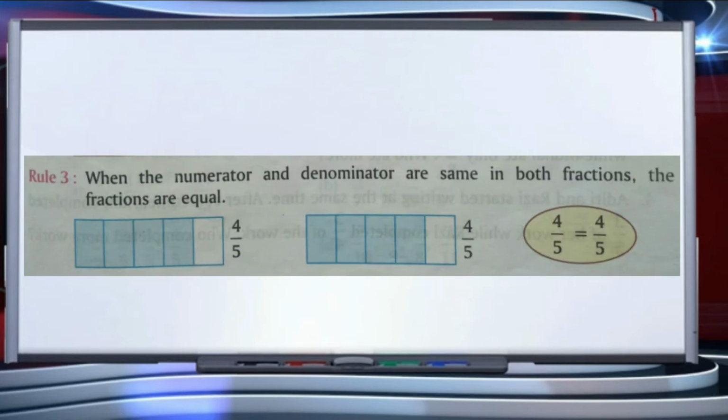Rule number 3: when the numerator and denominator are the same in both fractions, the fractions are equal. Means when the numerator is equal to the numerator and the denominator is equal to the denominator, then both fractions are equal. Like here we are having 4 by 5 and 4 by 5. Means both fractions are equal, and we will write 4 by 5 is equal to 4 by 5.